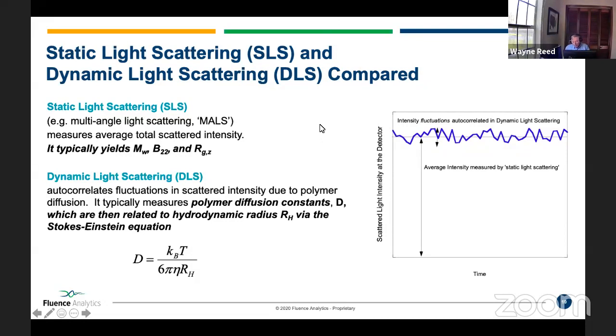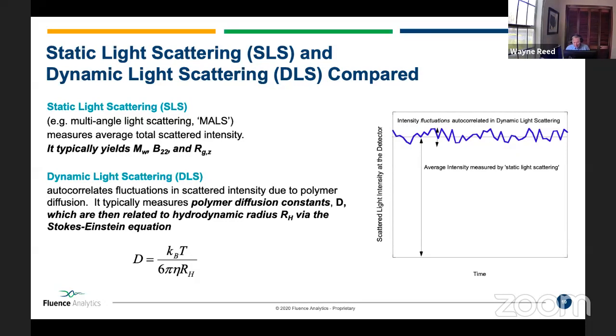And if you look at the scattering on the right-hand side, for dynamic light scattering in purple, you can see it fluctuating. And while that might look like noise, it's not. It's actually related to the mutual diffusion of particles, changing the interference pattern at your detector. That gets autocorrelated and gives a diffusion coefficient.